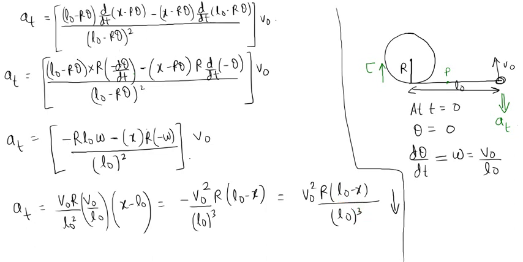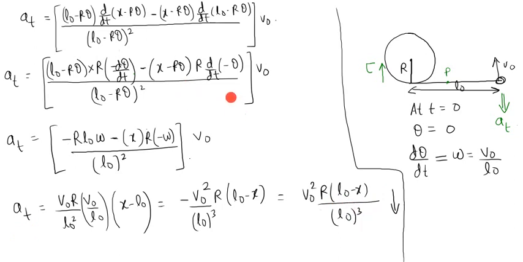So this is dv by dt, and because it was coming out to be negative, and the direction of velocity was vertically upward, the direction of a_t will be vertically downward. Okay. So tangential acceleration is v naught square r (L naught minus x) by L naught cube. So this calculation is straightforward.